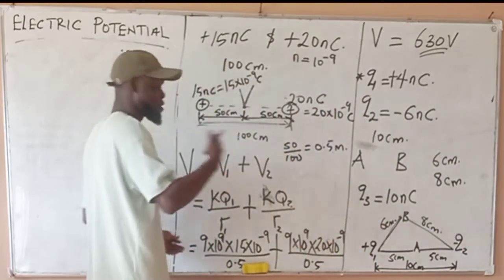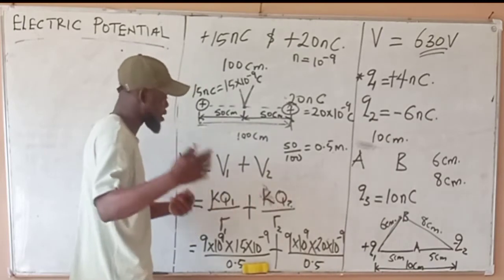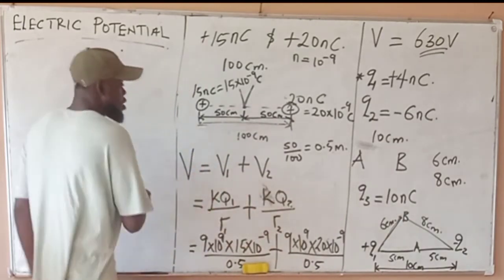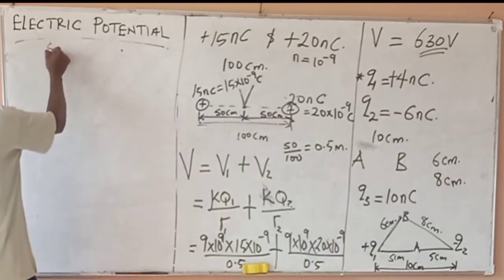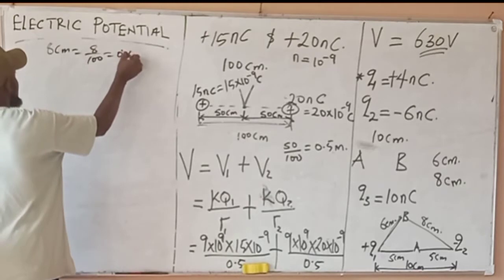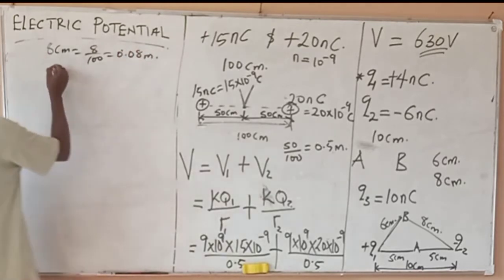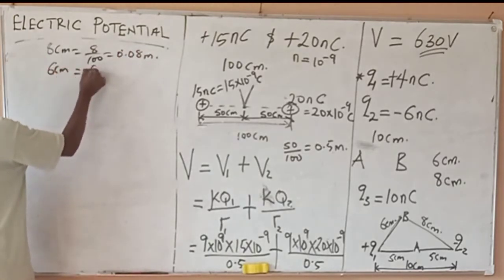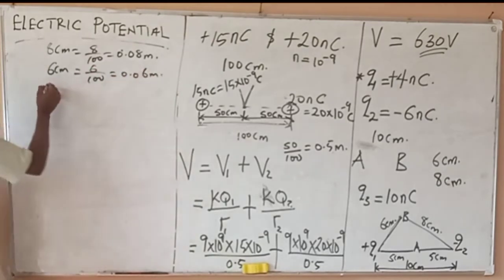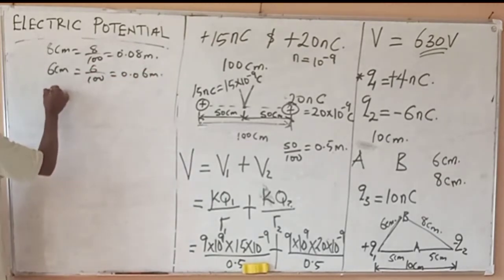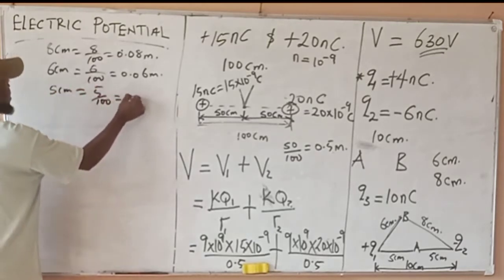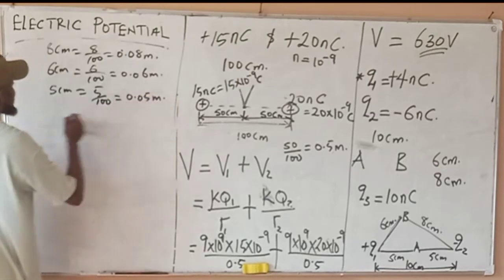But the distances between point A and Q1 and between point A and Q2 are equal because A is midway between Q1 and Q2. So 8 cm is 8 over 100, giving 0.08 meters. 6 cm is 6 over 100, which is 0.06 meters. 5 cm is 5 over 100, which is 0.05 meters.